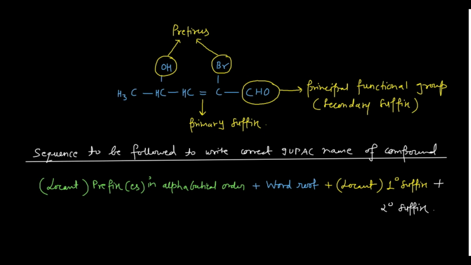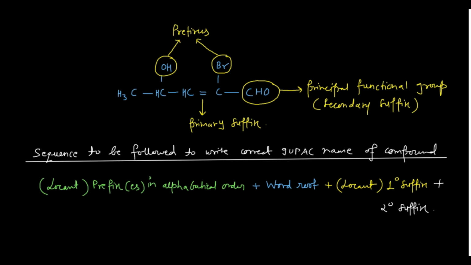So now the question comes, how can we write the IUPAC nomenclature of this particular compound. The sequence that must be followed in order to write the correct IUPAC name of the compound: if you have this particular example, what will you write first? According to the IUPAC, you will always write the prefixes first.